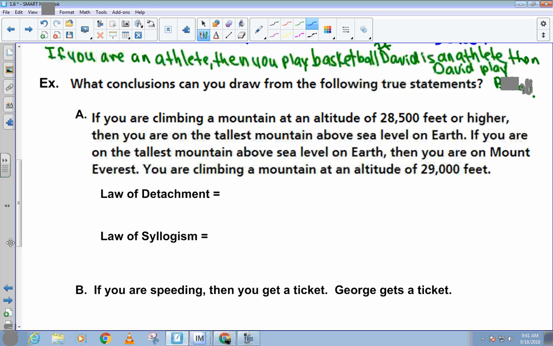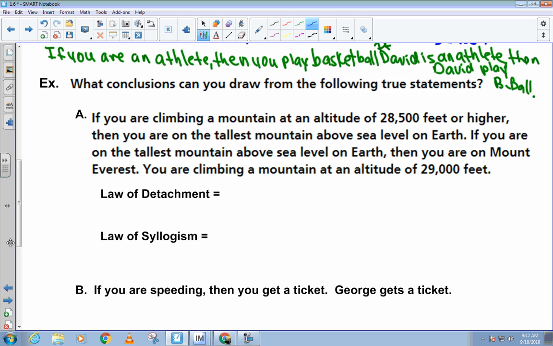If you're climbing a mountain at an altitude of 28,500 feet or higher, then you are on the tallest mountain above sea level on Earth. If you're on the tallest mountain above sea level on Earth, then you are on Mount Everest. Okay, so there's my two statements. Now, I'm going to say you're climbing a mountain at an altitude of 29,000 feet. What could I conclude using the law of detachment?